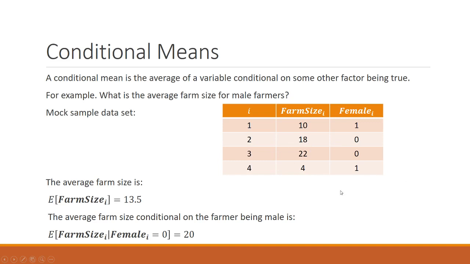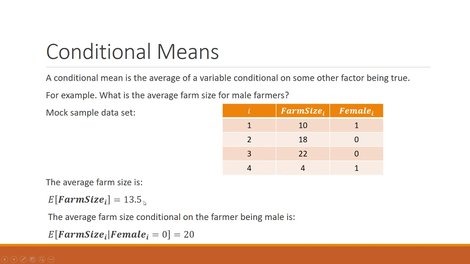So if I said, what is the mean of farm size? We've already talked about that. All we do is we add these up and divide by 4. I have it written here, the expected value of farm size, another way of saying the mean. The expected value of farm size, or the mean of farm size, is 13.5.